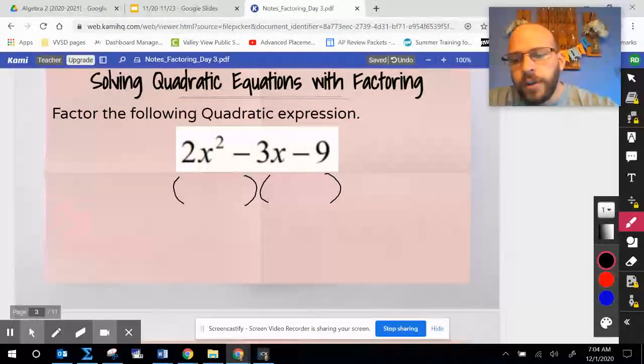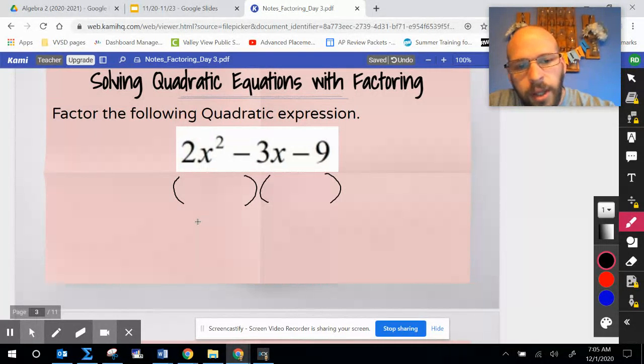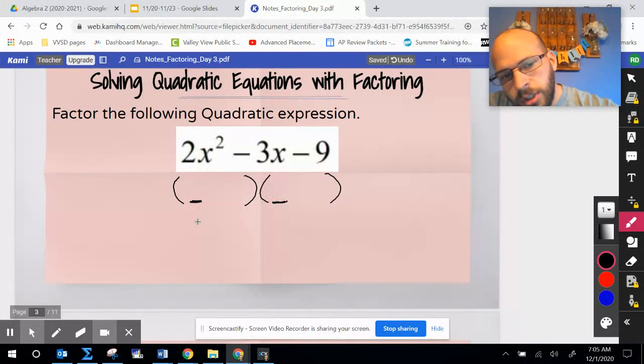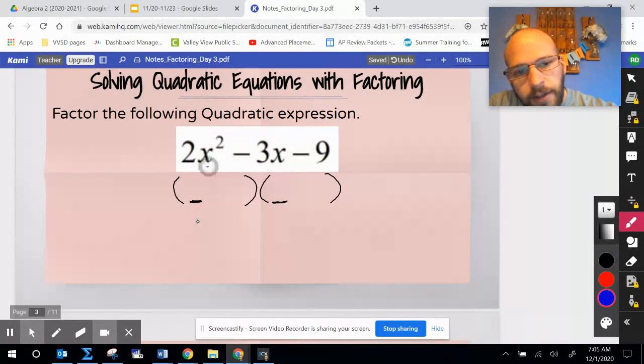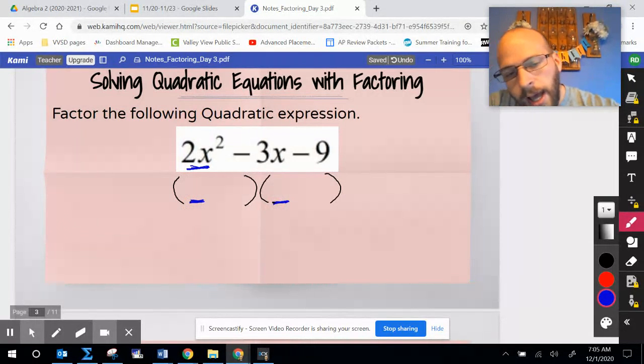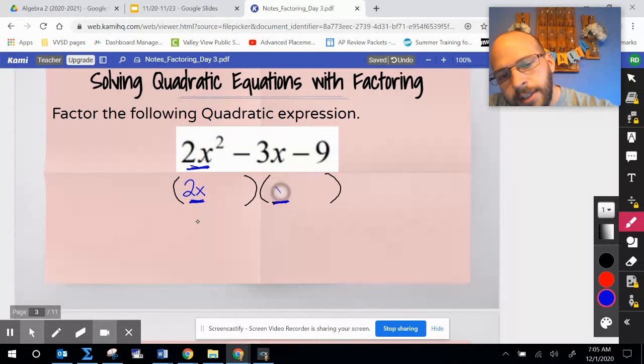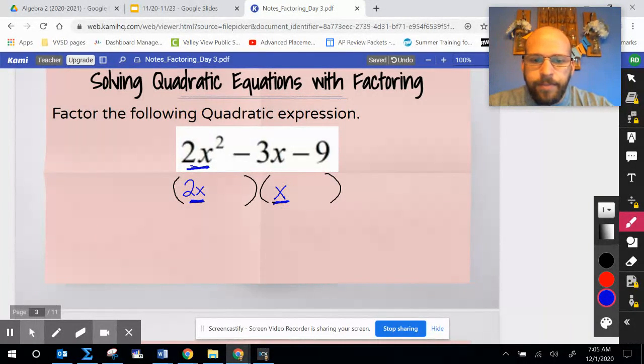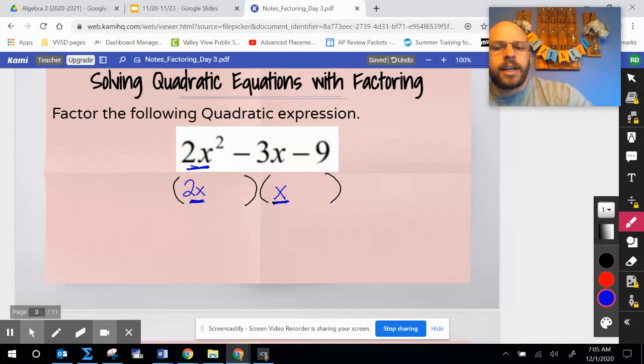Now, I know that the first term in each binomial has to multiply. So the first term in this group and the first term in this group has to give me the first term. So if I have a 2x squared, I am always going to break that up into a 2x times x. Okay, so that is like my guarantee. So that's always the first step. I need to write the first term in each grouping. 2x squared is going to break down into 2x and x.